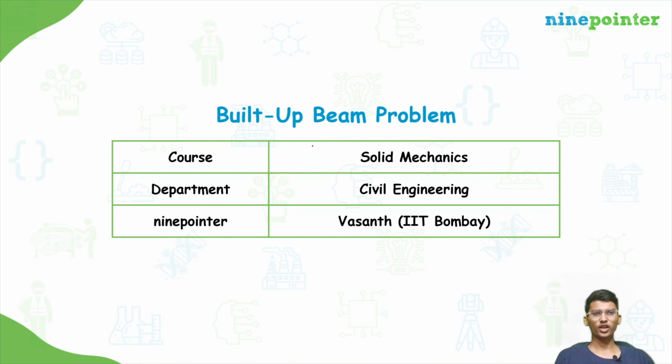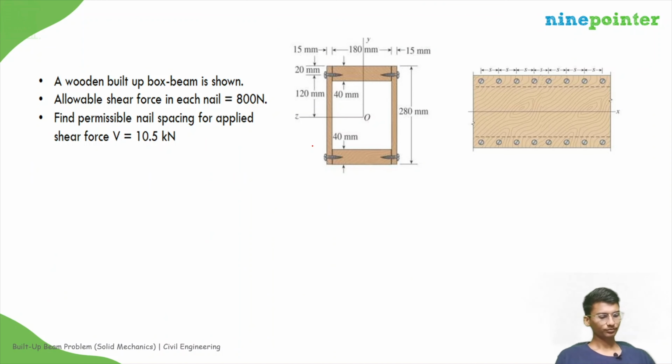In this video, we are going to solve a problem on built-up beams to understand the concepts clearly. So this is the problem. You see, a wooden built-up box beam is shown over here. The allowable shear force in each nail is 800 newtons. So they can resist a shear force of 800 newtons at maximum.